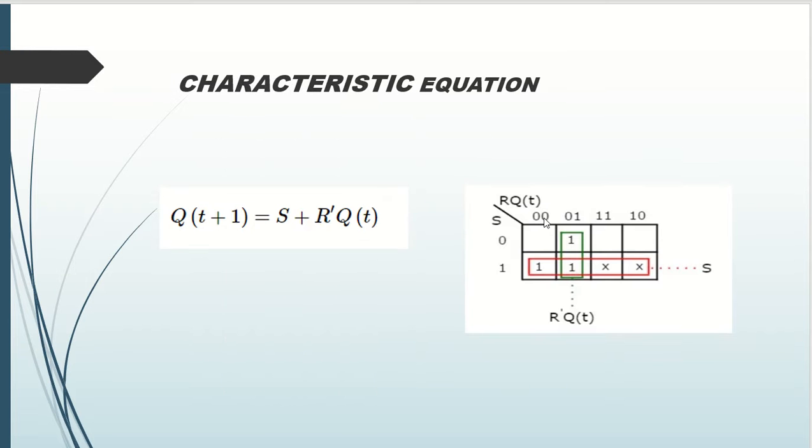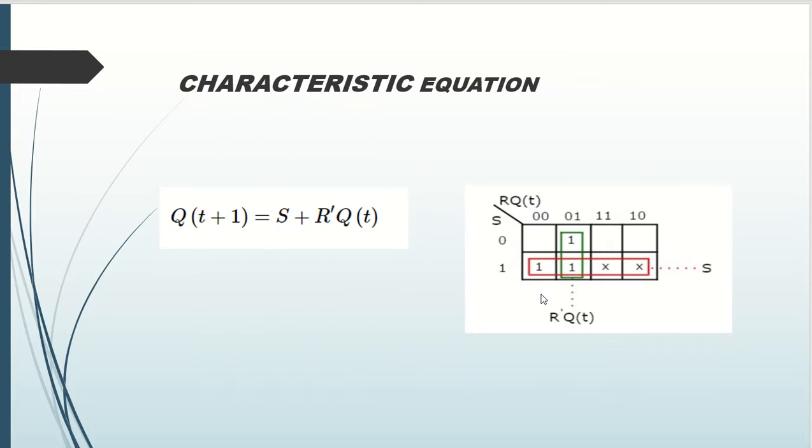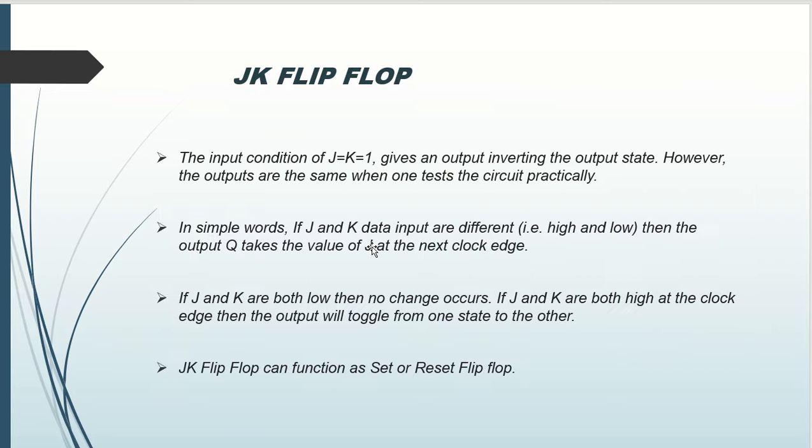Characteristic equation. First of all, to obtain a characteristic equation, we draw a K-map. We draw the K-map using this characteristic table. From this K-map, we can derive the equation Q of t plus 1, or Qn plus 1, equal to S plus R dash Q of t.